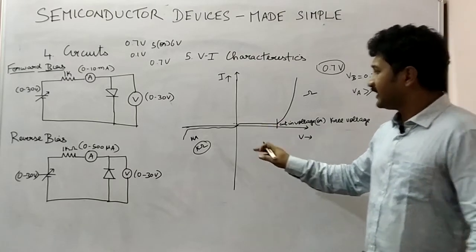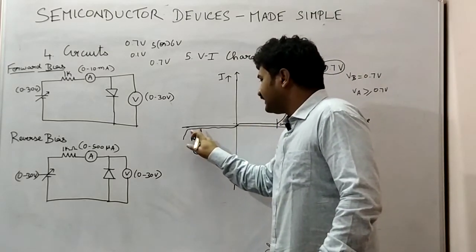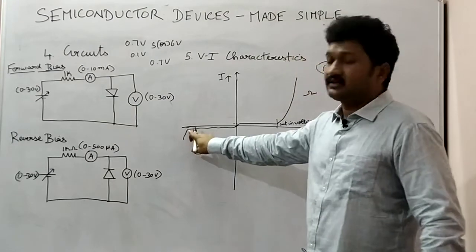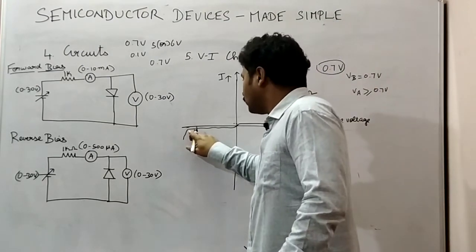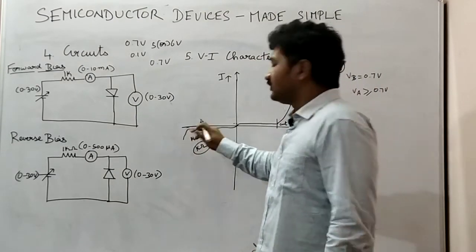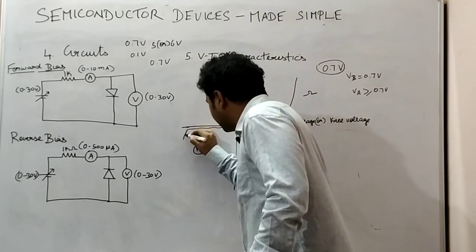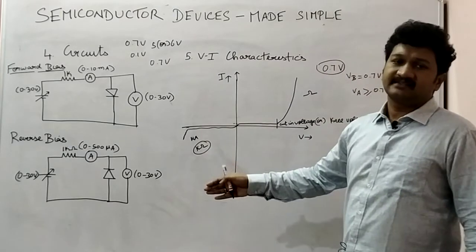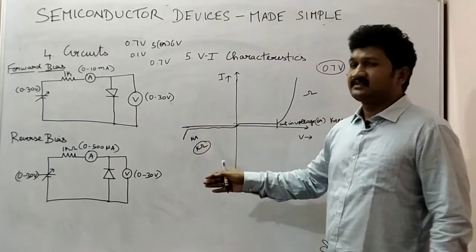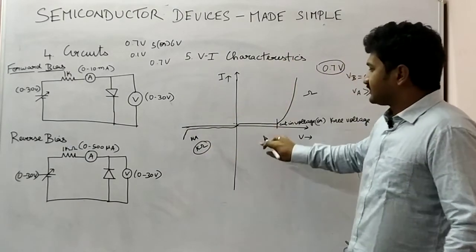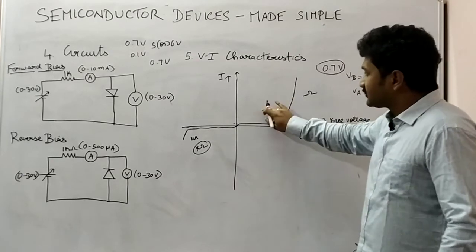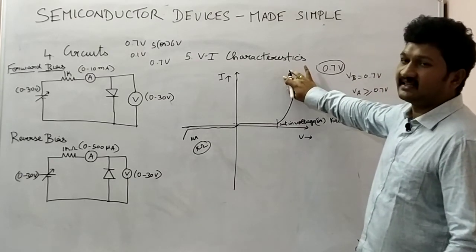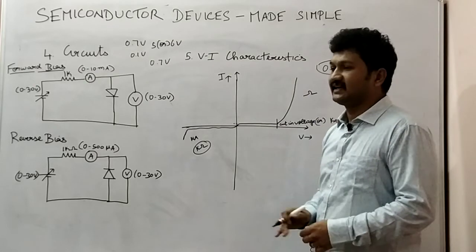When we come to reverse bias, even after 20-30 volt the diode does not conduct, and after 30 volt or so, depending on the diode, it starts conducting a very minimum current. So these are the forward and reverse bias characteristics of a PN junction diode. We call them VI characteristics. We increase the voltage and observe the variation in the current in both forward and reverse bias.